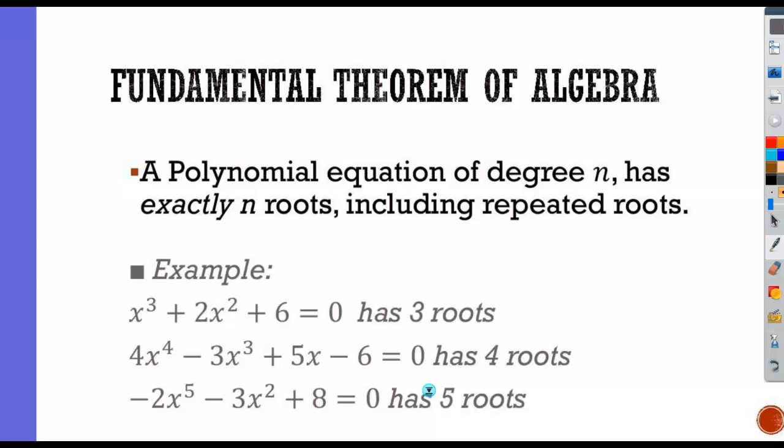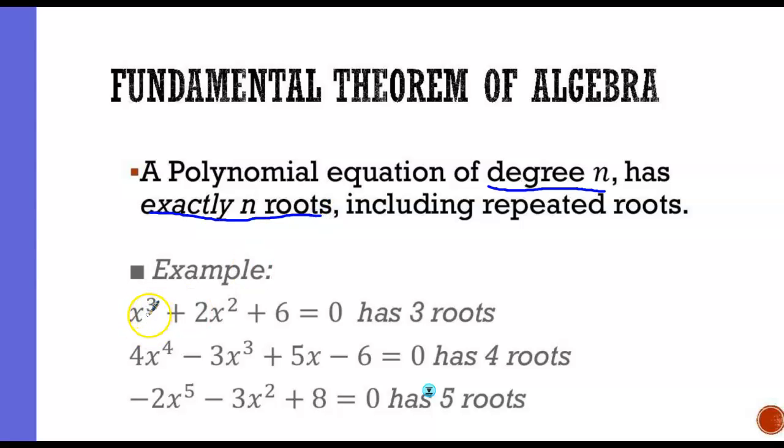It's the fundamental theorem of algebra, and basically all it tells me is that depending on what my degree is, if I have some degree, say my degree is n, then it's going to have n number of roots, including the repeated roots. So basically, your degree, remember degree is your highest power, is going to equal how many roots you have. So for example, in this question, the degree is 3, and it's going to have 3 roots. Degree 4, 4 roots. Degree is 5, it has 5 roots, and so on.